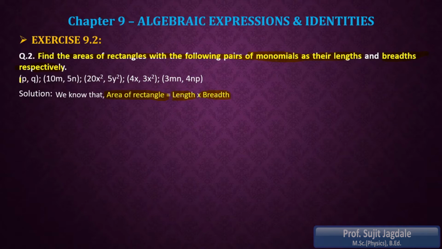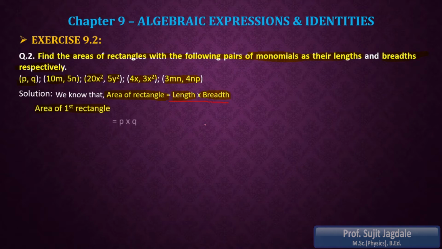Now here we are going to change the length and breadths according to pairs. The first pair is p, q, where p is the length and q is the breadth. The second pair is 10m and 5n, where 10m is the length and 5n is the breadth. Then 20x square, 5y square. Then 4x, 3x square. Then 3mn, 4np. So these 5 pairs we have got. I will take the first pair, that is our first rectangle, and calculate its area by using the formula length into breadth.